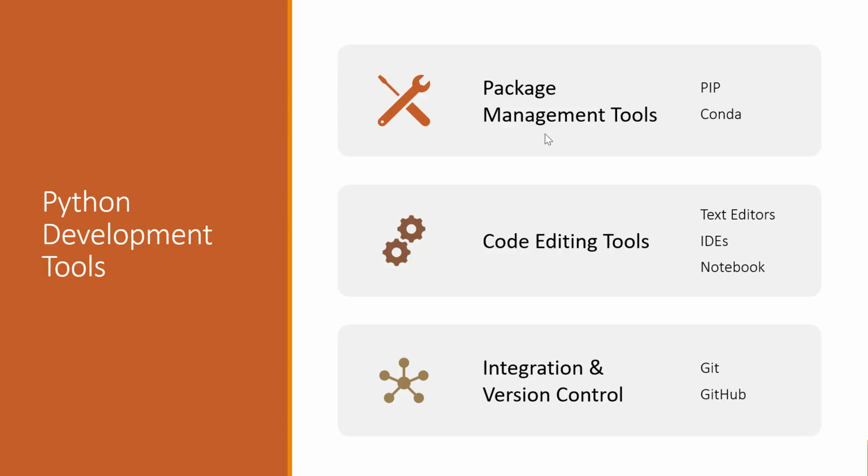Now a Python developer spends most of his time writing Python code and building business or application logic. So a code editing tool is necessary for every developer. Now there are three different types of code editing tools that a developer can use. First is a text editor. Second is the integrated development environment. Third is the notebook. We will discuss these code editing tools in detail.